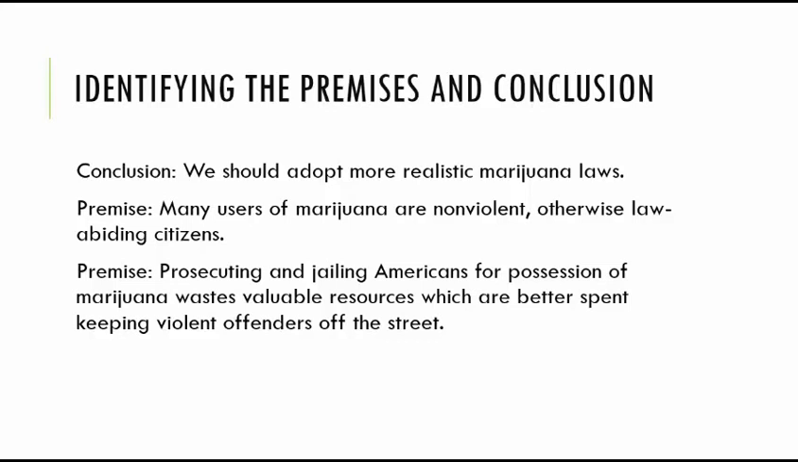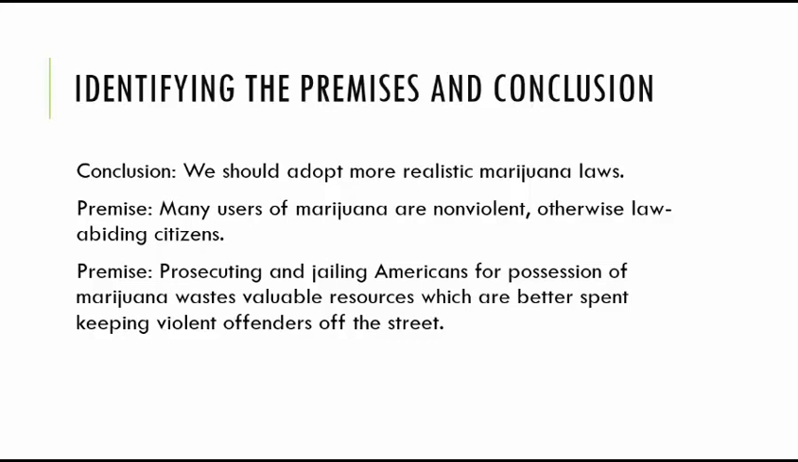The premises were a little tougher. Part of being able to analyze an argument is being able to eliminate information that doesn't support the conclusion or add to it at all. The fact that 1 in 3 adult Americans have tried marijuana, for example, doesn't directly bear on the conclusion. What's really relevant here are the following two propositions. Many users of marijuana are nonviolent, otherwise law-abiding citizens, and prosecuting and jailing Americans for possession of marijuana wastes valuable resources, which are better spent keeping violent offenders off the streets. If we go back and look at the types of premises, both of these look like descriptive premises to me.